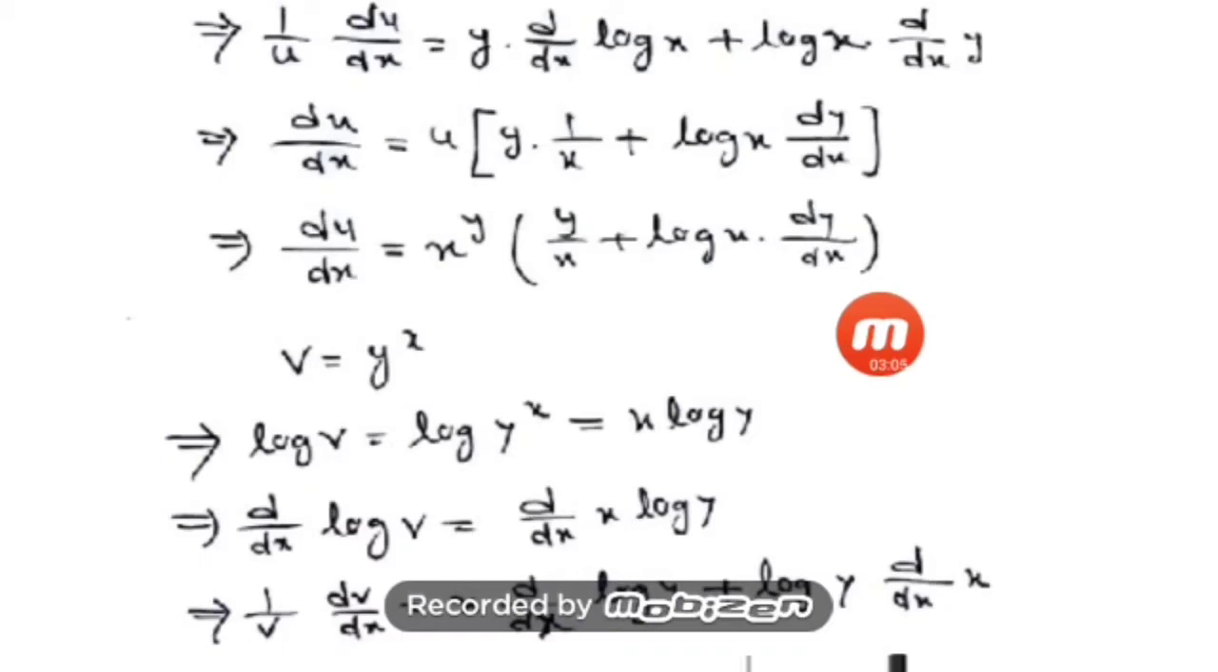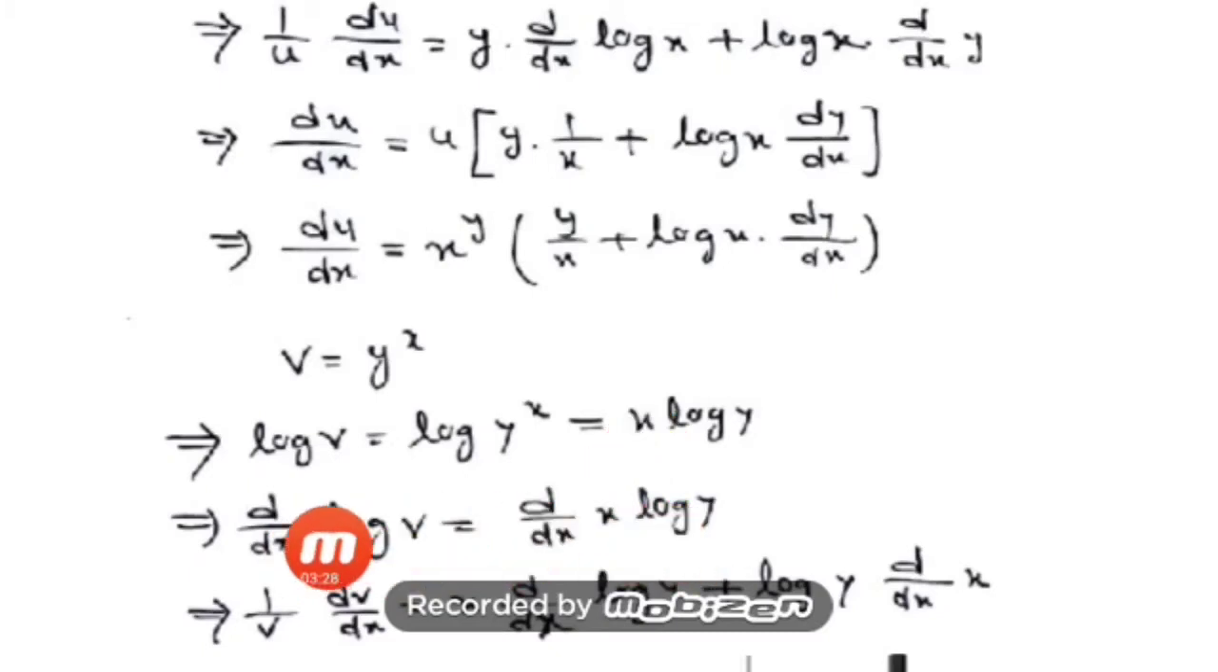Now our aim is to get the value of dv/dx. So this is your v. v is y to the power x. Again the power is a variable, so take log on both sides. Log of v is equal to log of y to the power x. The power can be written as a product, that is x log of y. Then taking d/dx on both sides, d/dx of log v is equal to d/dx of x into log y.